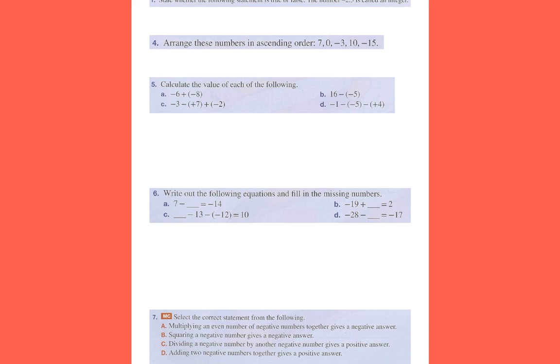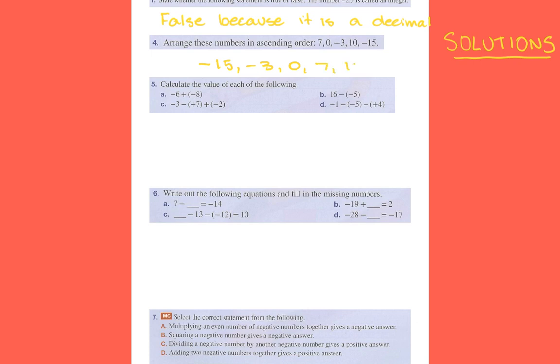Here are some more questions that you might find on the quiz that we're going to do. Okay, so the first question is false because negative 2.5 is a decimal and integers are whole numbers. We're going to arrange these numbers in ascending. So ascending means smallest to largest. So the smallest number is negative 15, then negative 3, 0, 7, and 10.